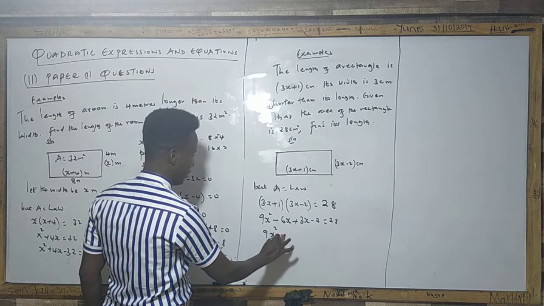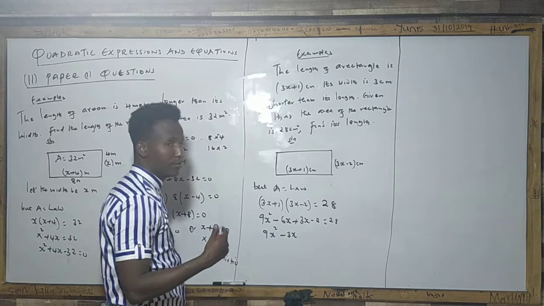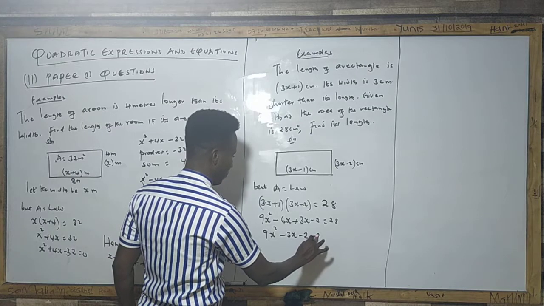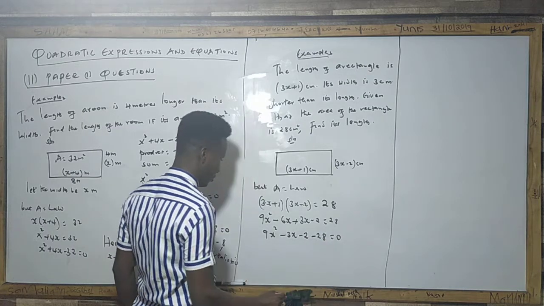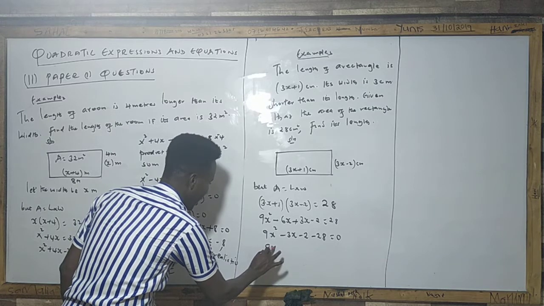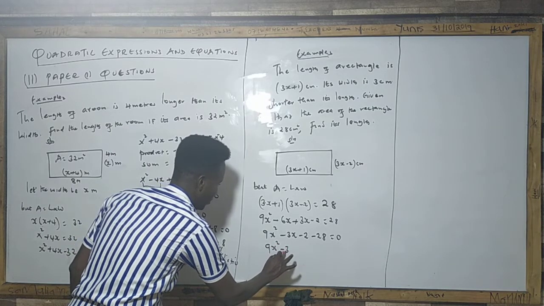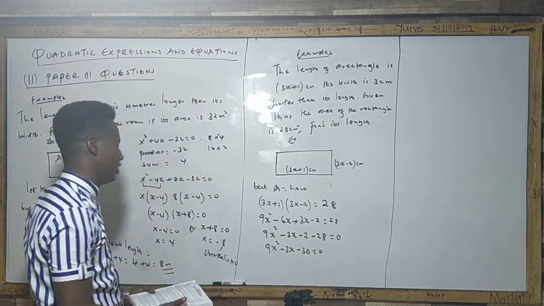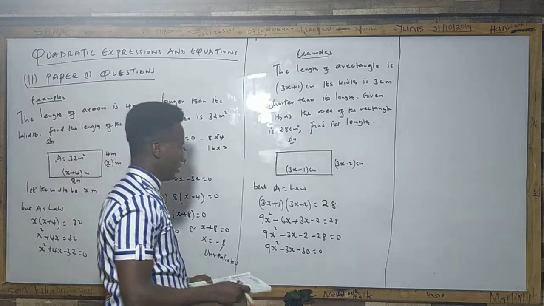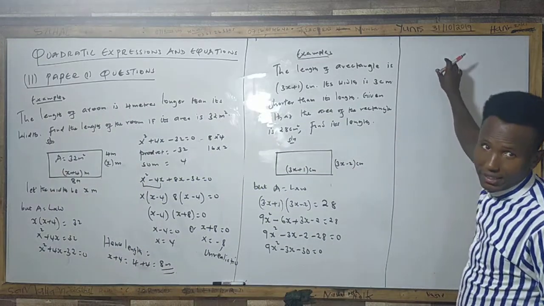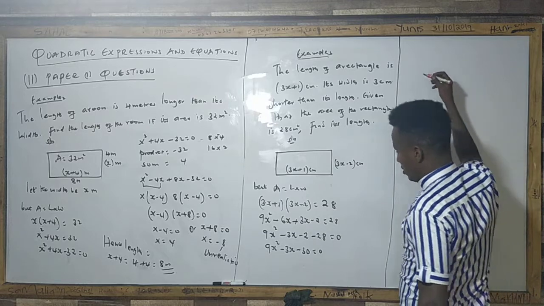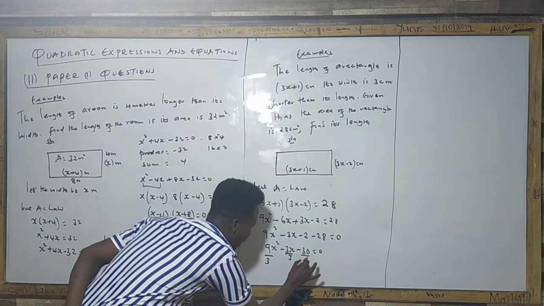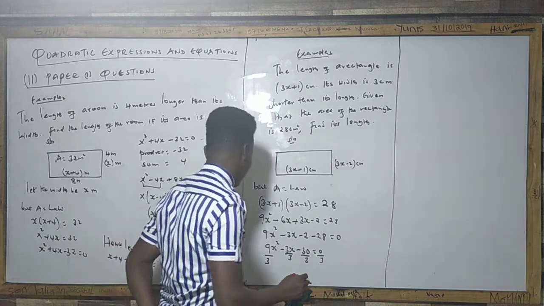9x squared minus 3x, because minus 6x plus 3x. Okay? Minus 2, minus 28, this is equal to 0. So we'll have 9x squared minus 3x minus 30 is equal to 0. Minus 2 minus 28. So now what you're going to do is come to this point, yeah? But before we go there, we can divide throughout by 3 to make it simple. So we are left with what?